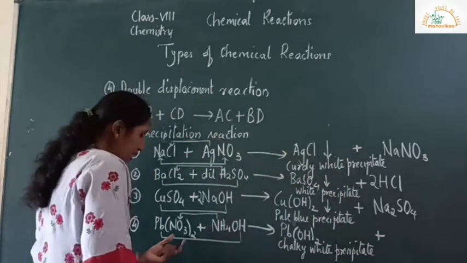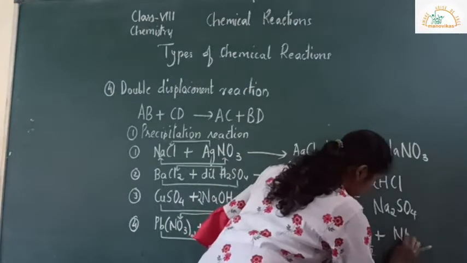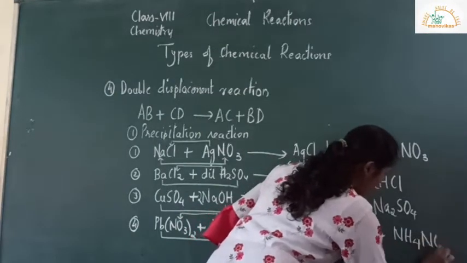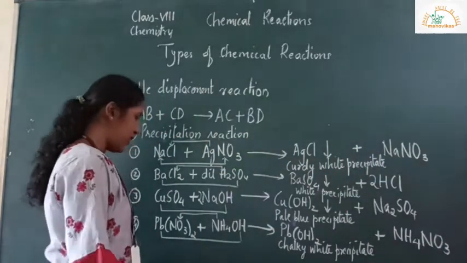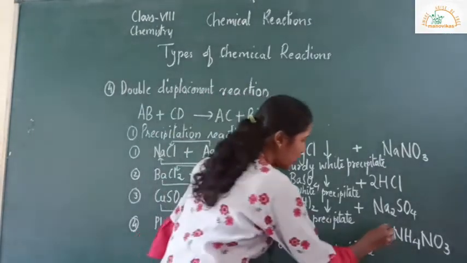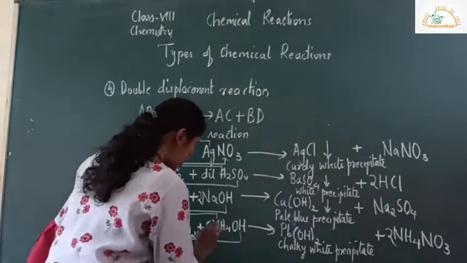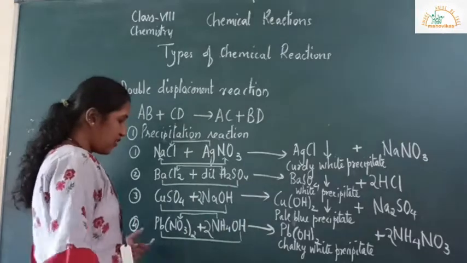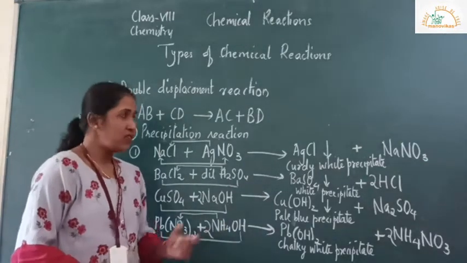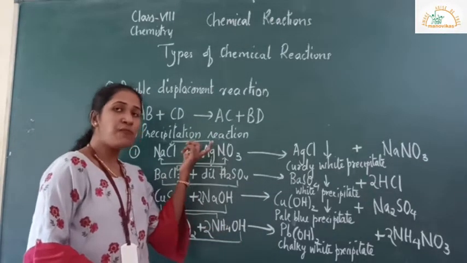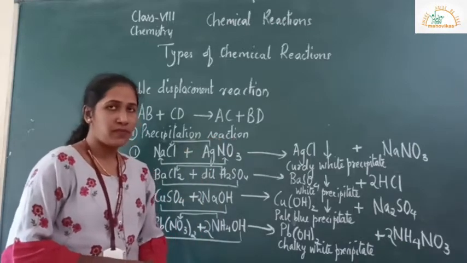plus I will get ammonium nitrate, NH4NO3. So again you need to check if the equation is balanced. It is not balanced, so we'll balance it. So now the equation is balanced. So these are some of the examples of precipitation reaction.